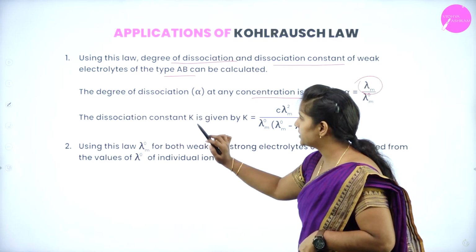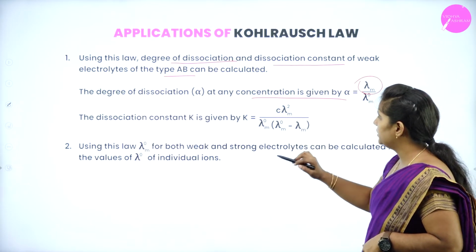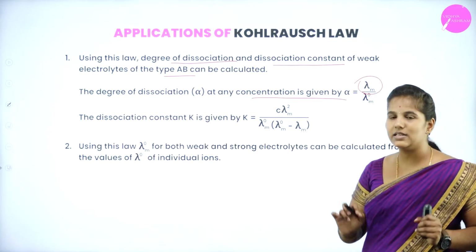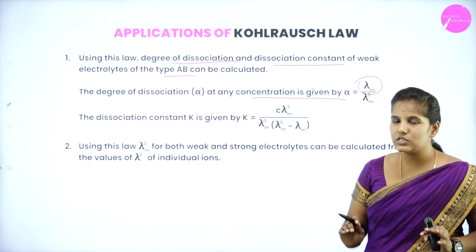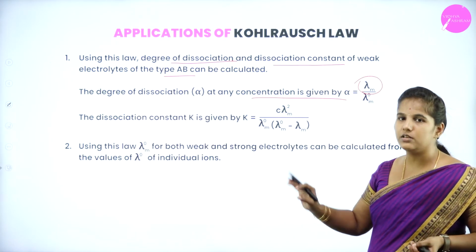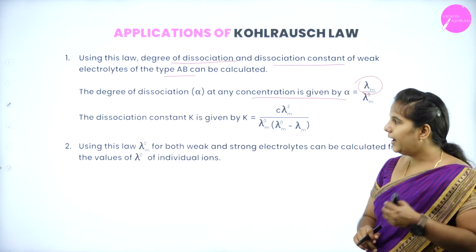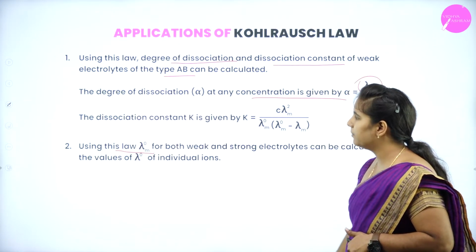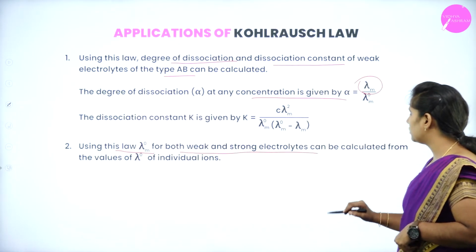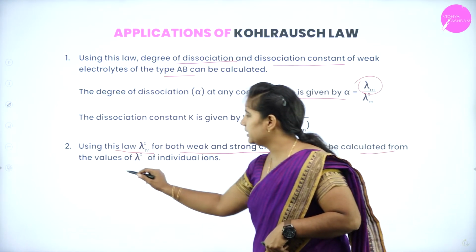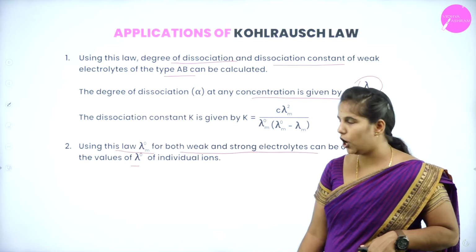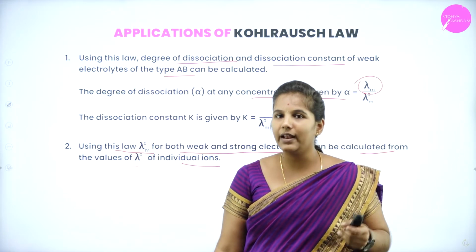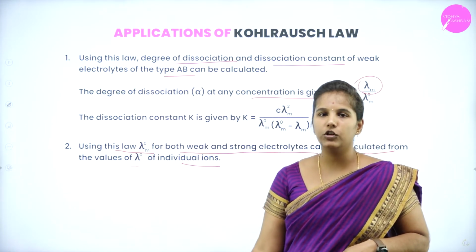So the dissociation constant K can be given by C into lambda m squared divided by lambda m naught into lambda m naught minus lambda m. So the degree of dissociation for the weak electrolyte at any concentration can be obtained by this equation. And also, lambda m naught for both weak and strong electrolytes can be calculated by considering the individual values of the lambda naught. If you consider, we can calculate the values for the Kohlrausch law.